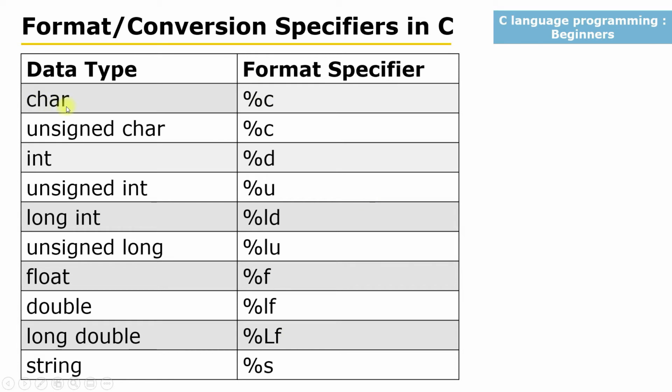These are the format specifiers available in C. For character, we should use %c. %c means character. For integer, we should use %d. For float, we should use %f. For string, we should use %s. One more thing to note here, format specifiers are also called conversion specifiers, and each format specifier begins with the percentage symbol.